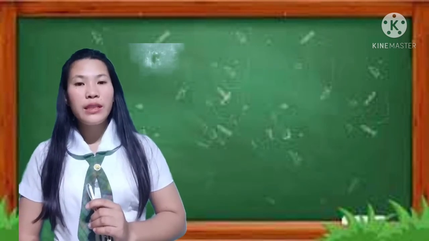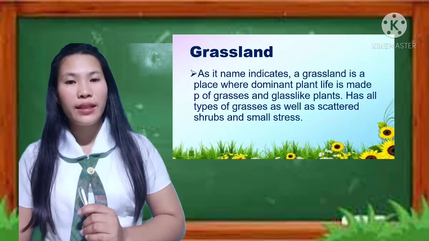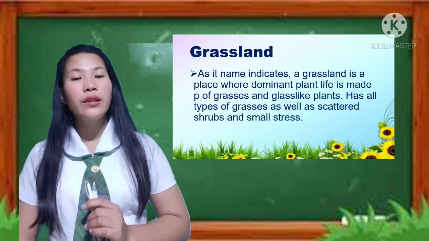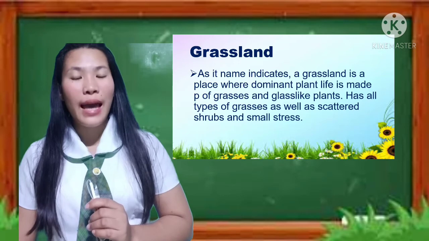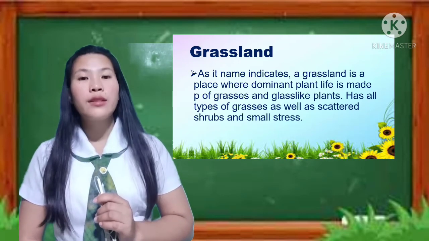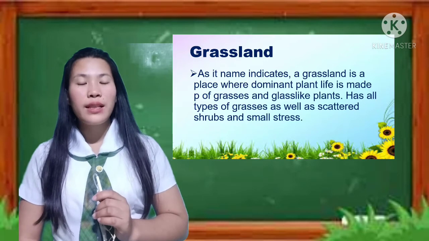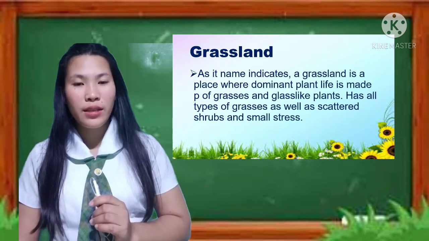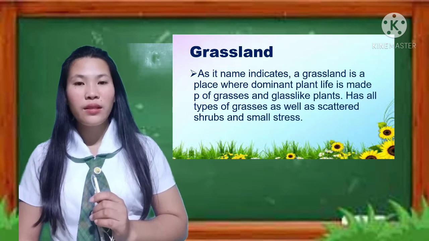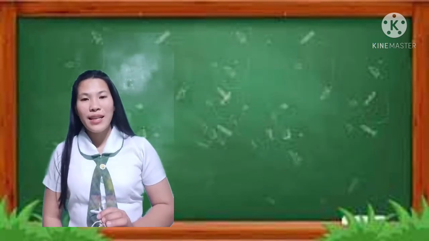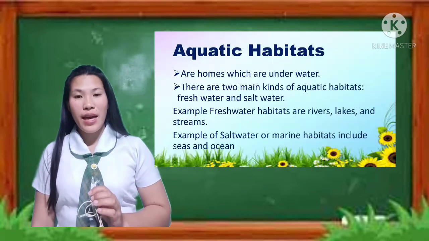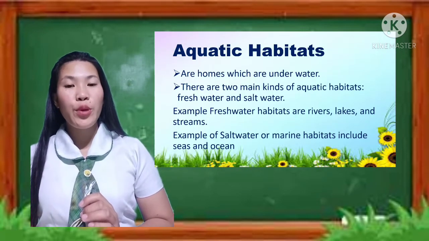Another type of terrestrial habitat is the grassland. Grassland is a place where the dominant plant life is made up of grasses and small trees. Also, grassland has all types of grasses, scattered shrubs, and small trees. The climate in grassland is dry. The place receives a little rainfall, but not like the desert. Okay, class. Another kind of habitat is the aquatic habitat, or the water habitat.